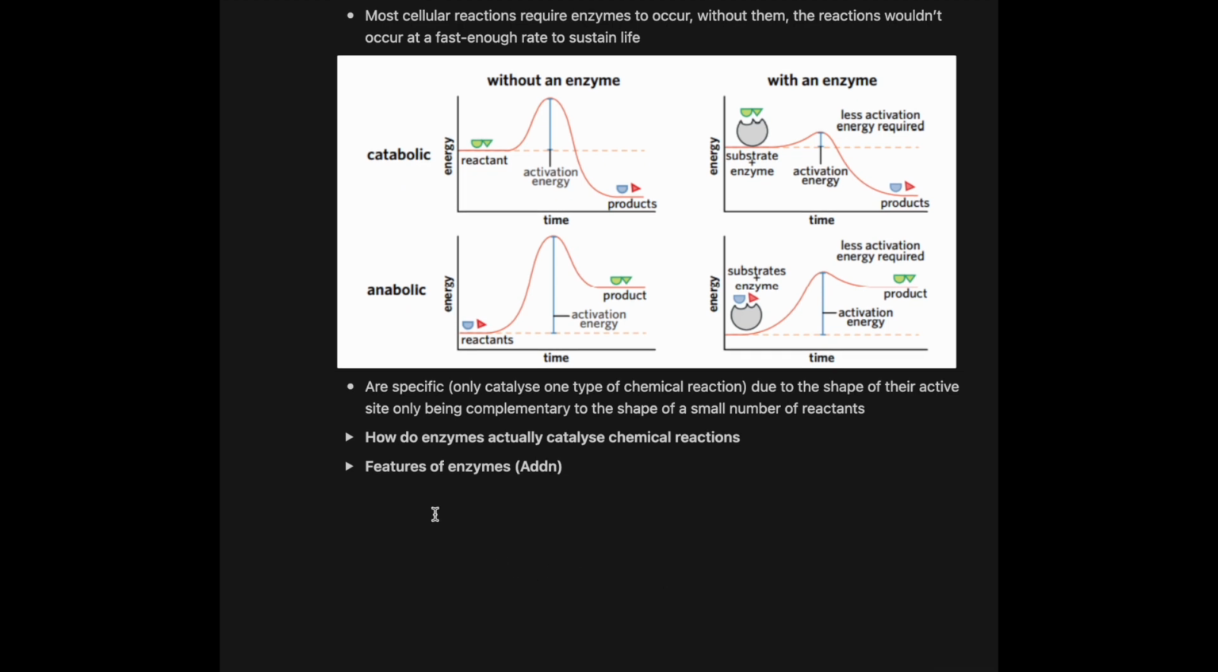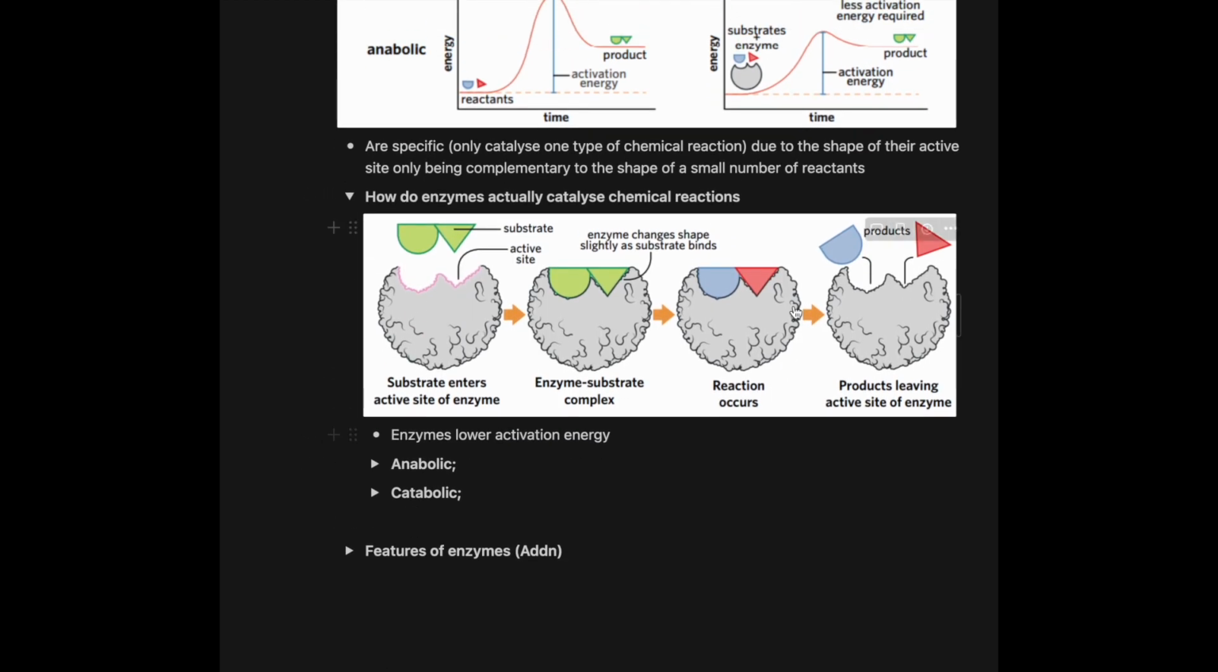So how do enzymes actually catalyze these chemical reactions? Well, here's a little pathway we can look at. First of all, this is the substrate, and this is the active site of the enzyme. What happens is the substrate enters the active site of the enzyme. And as we see here, the enzyme might slightly change shape as the substrate binds, and this is referred to as the induced fit hypothesis. Then the reaction occurs, as can be seen by the changing color of the reactants into the products. After the reaction has gone to completion, the enzyme releases the products and can be reused for future reactions. So like I said, it's important to remember that enzymes lower activation energy.